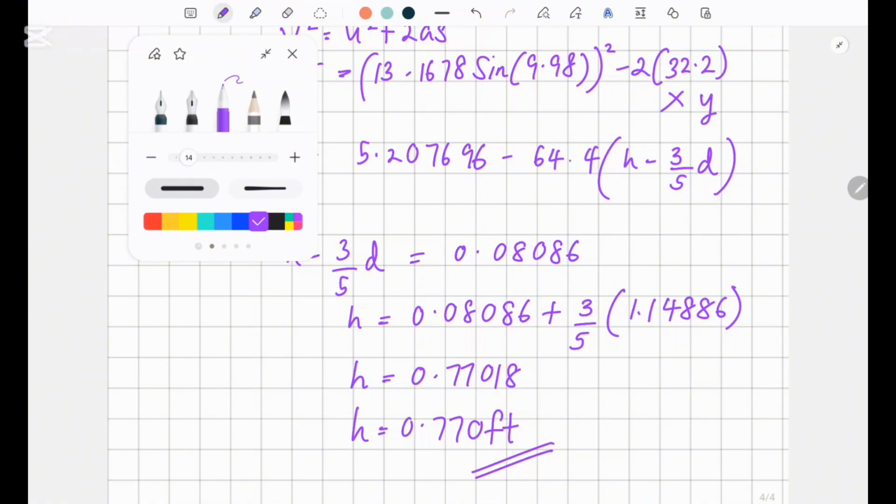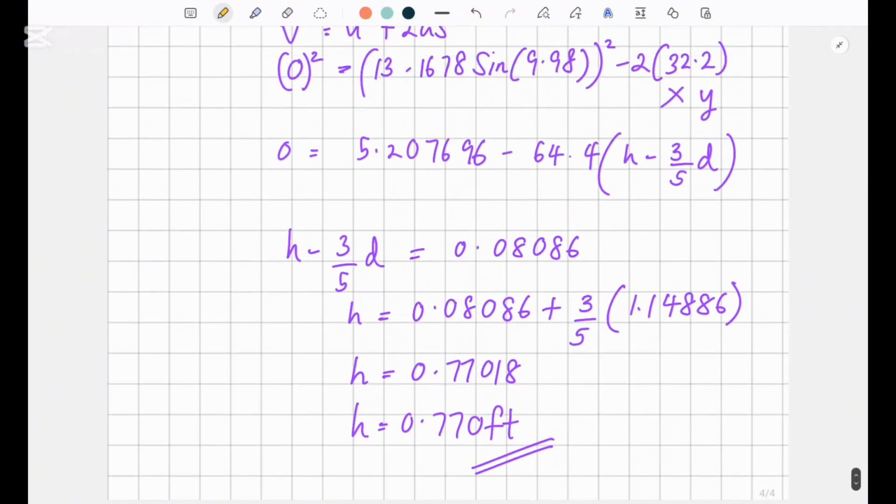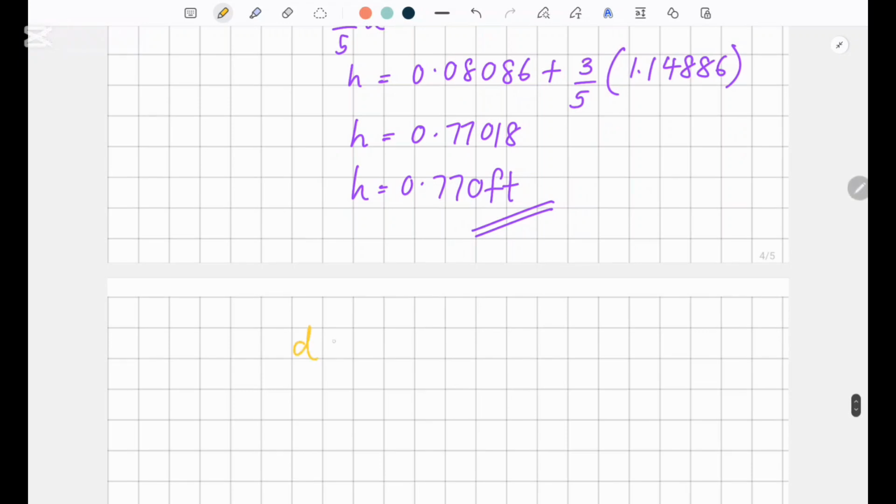These are your answers. So your final answers are D equals 1.15 feet and H equals 0.770 feet. These are your two final answers.